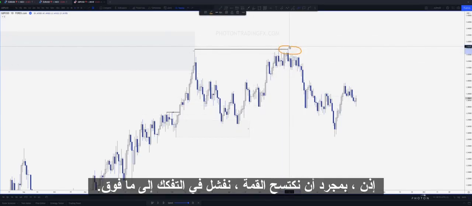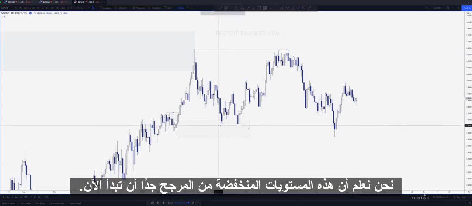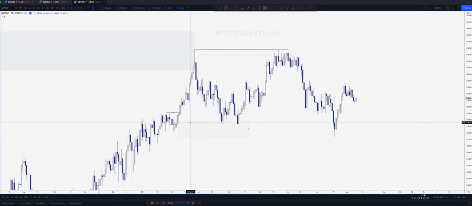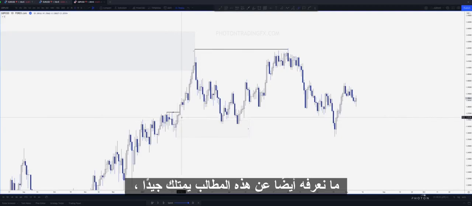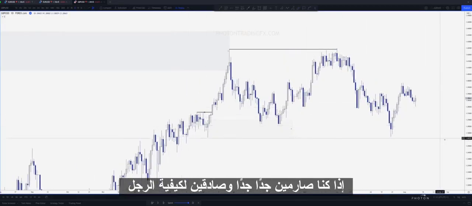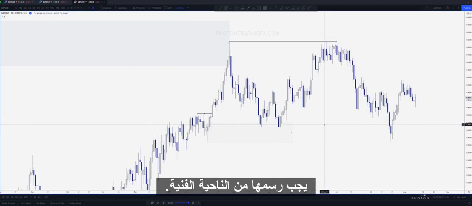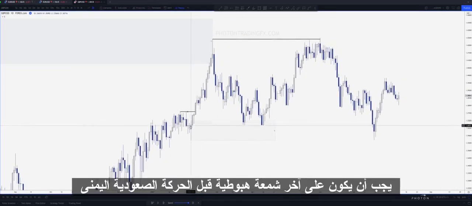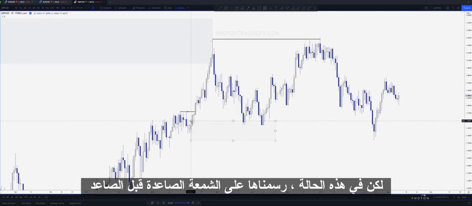So then once we swept that high, we failed to break up above. We know these lows are very likely now to get run. What do we also know about this demand zone? Well, if we're being very strict and true to how demand zones should technically be drawn, it should be on the last bearish candle before the bullish move that breaks structure. But in this case, we drew it on the bullish candle before the bullish candle.